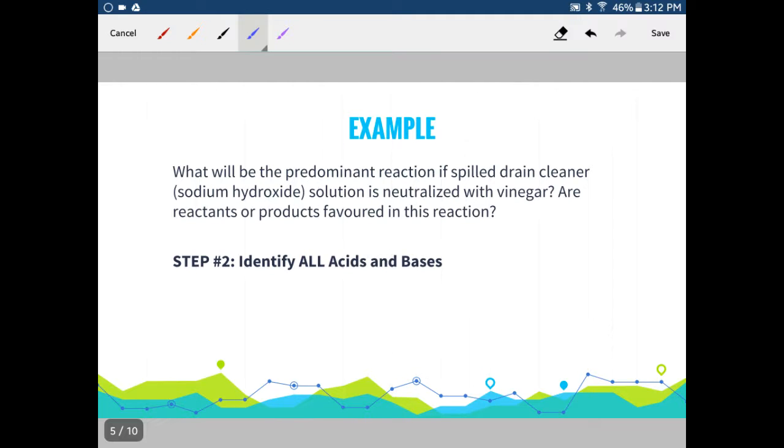Step number 2 is identify all acids and bases. So I'm going to just write down what we have from our first step. So we have sodium hydroxide, we have acetic acid, and water. Okay, so our second step then is to identify all things as either acids or bases. Now, remember, an acid is a proton donor, and bases are proton acceptors.